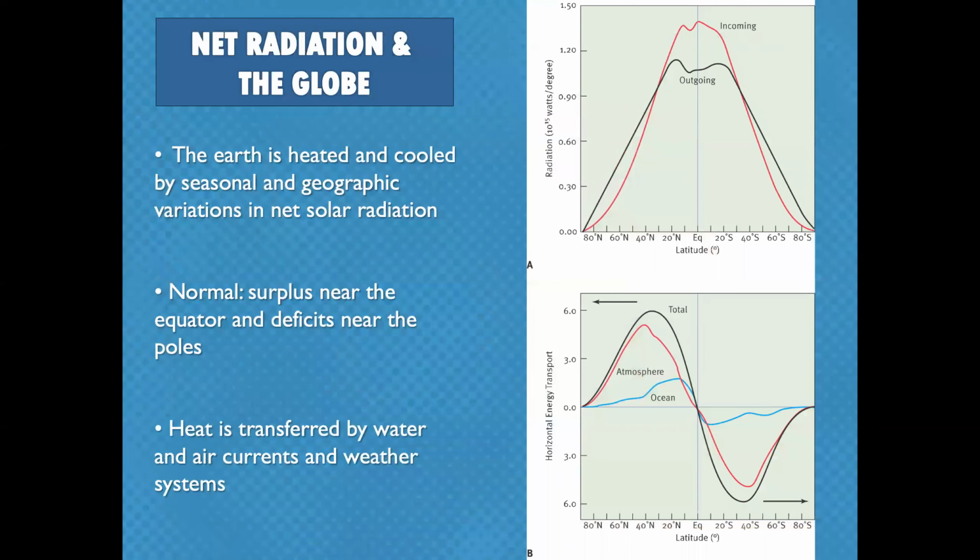So heat transfer by water and air currents and weather systems, in the end, this is why we have weather. The Earth is a tilted system that is constantly being differentially heated, meaning some areas get more heat than others. And as a result, we have weather. Weather is a response to this differential heating across its surface.